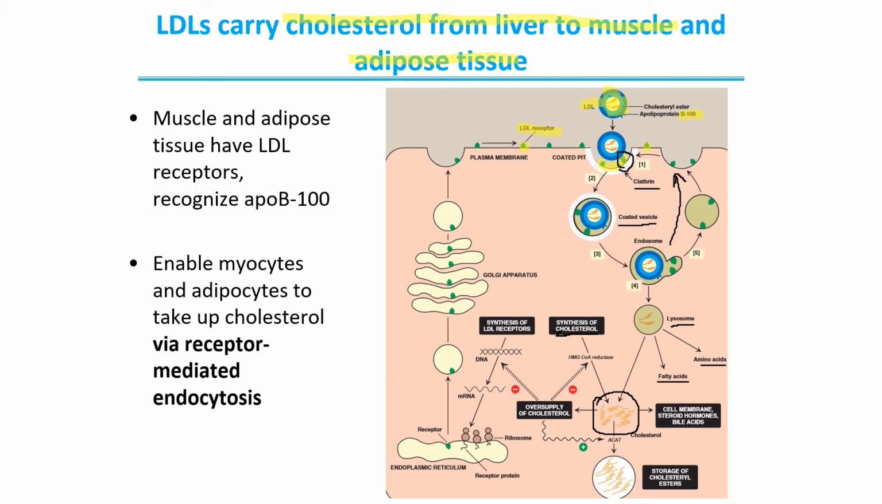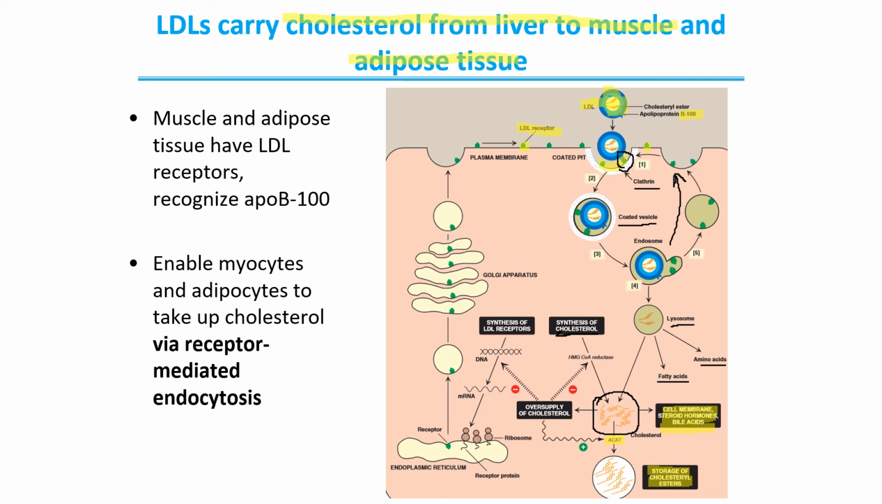And cholesterol has many functions to play in the cell and in the body. We can use it for cell membranes, steroid hormones, and bile acids. So these are three main functions of the cholesterol. And if there is extra cholesterol in the body, we can use the ACAT enzyme and store cholesterol in the form of cholesterol esters, which attaches a fatty acid to it.